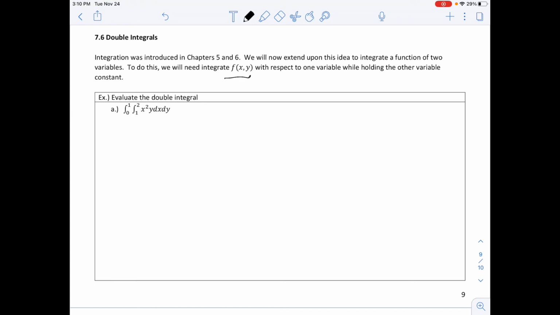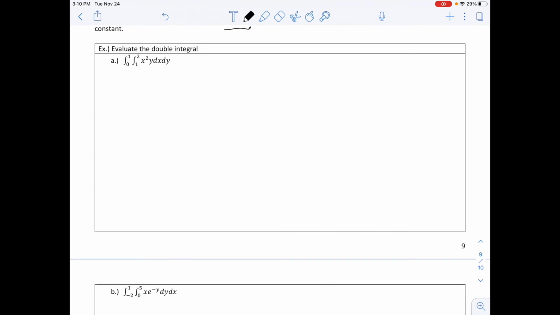So our first integral that we have listed here says evaluate the double integral, and I had the integral from 0 to 1 and then the integral from 1 to 2 of x squared y dx dy. And so I'm going to go ahead and rewrite this, and we're going to start with the inside, and so the part on the inside I'll put in parentheses. So we're going to integrate x squared y dx, and outside of the parentheses I'm going to put my integral from 0 to 1, and that's with respect to y. And so I need to integrate this part first. So we start on the inside and work our way out.